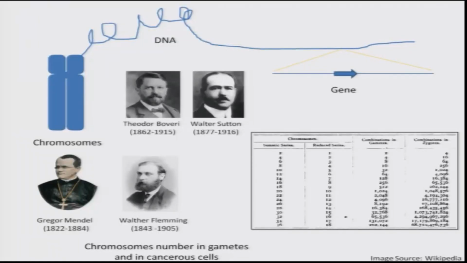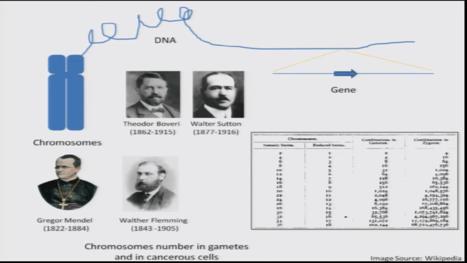But almost at the same time, these three people, Mendel, Flemming and Boveri, were all of European origin, and they were working from Europe. But at the same time, Walter Sutton, an American, was also looking at the same phenomenon, how the chromosomes are sorted in meiotic cells. What is shown on the right side is one observation.